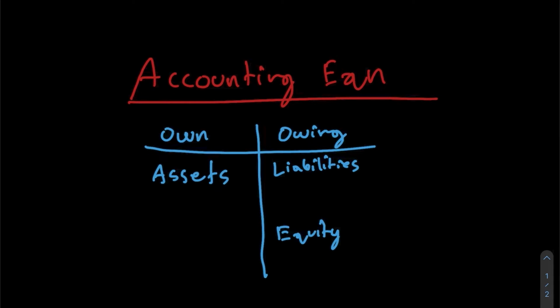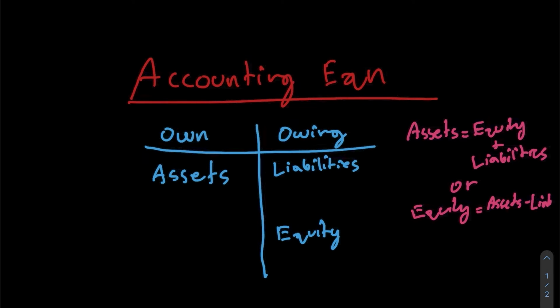Now we have separate videos breaking down what assets, liabilities, and equity are, but simply put, assets are what you own that bring money into your pocket, liabilities are what you owe or take money out of your pocket, and equity is essentially the difference, and that is what the accounting equation is. So essentially you can look at the equation as assets equal equity plus liabilities, or equity equals assets minus liabilities.